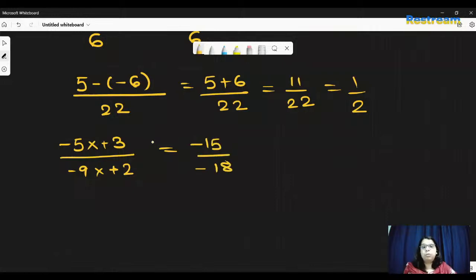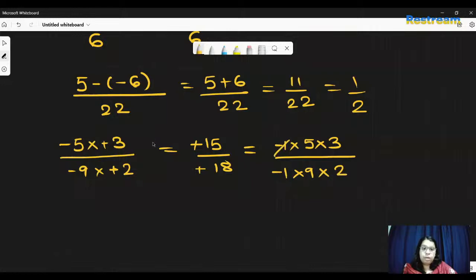Now since both my numerator and denominator are negative, I can make them positive. Why does this happen? We can write minus 15 as minus 1 into 5 into 3, over minus 1 into 9 into 2. So I can cancel the minus ones. Then I can do 3 times 1, 3 times 3. So the actual simplest form of this fraction is going to be 5 by 3.